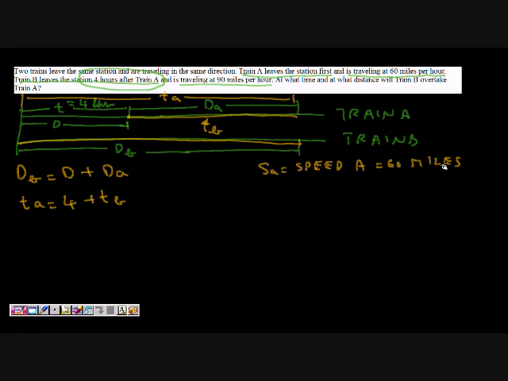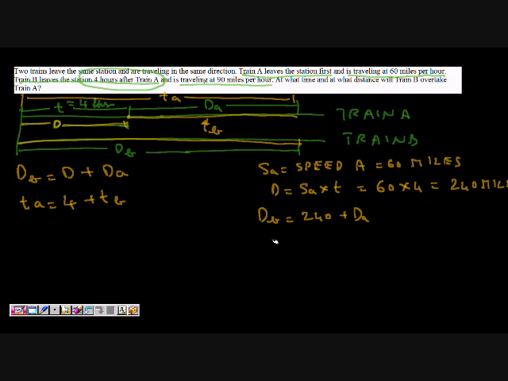Now in order to find this distance D here, D is equal to the speed of A times T. So we can write it as 60 times 4, which is 240 miles. So that's the distance D. So we can write dB is equal to 240 plus dA from this equation here.